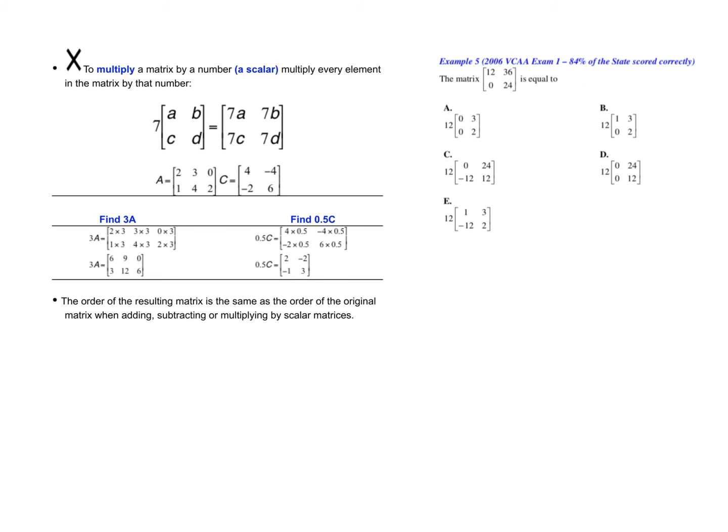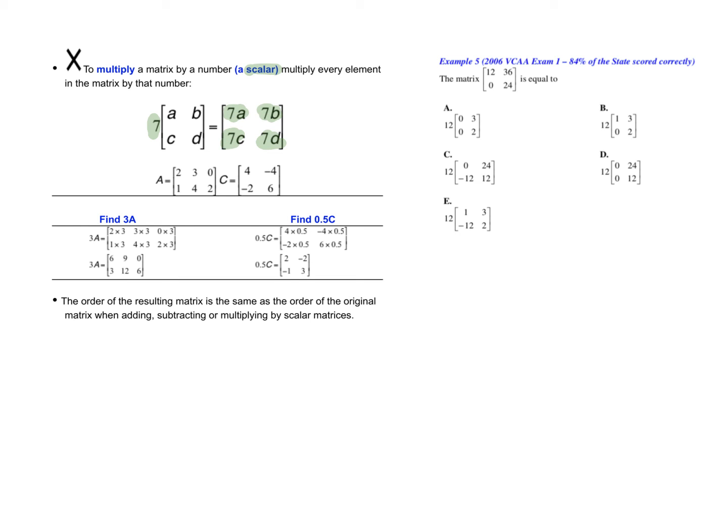All right. Now we're also looking at scalar multiplication. Scalar multiplication is when we have just one number outside the matrix like that, and that simply means you times everything inside the matrix by that number or letter. It doesn't have to be a number. So here we've got 7 outside, so it became 7A, 7B, 7C, 7D.